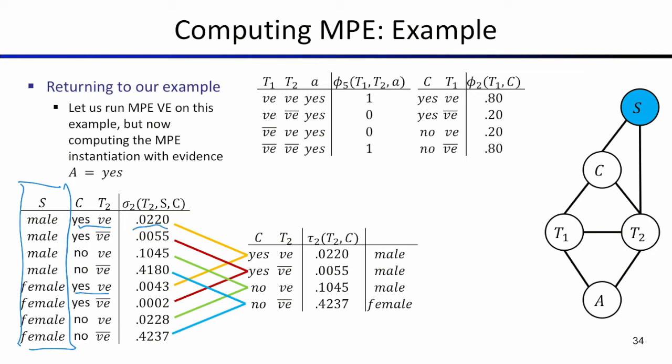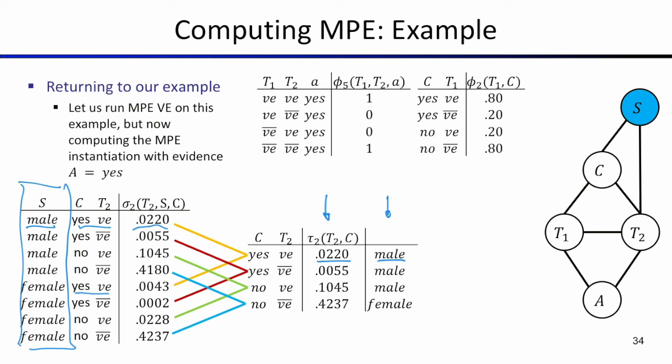So I'm going to copy here. And so we have this value here. And we know that this is male. So male here. And we keep on doing that. So we are saving the information. And now we have this extended factor tau2 here that has not only the probabilities, but also the instantiations.